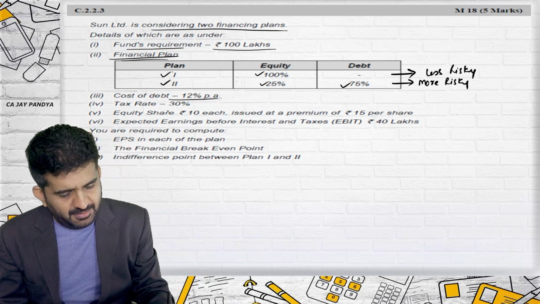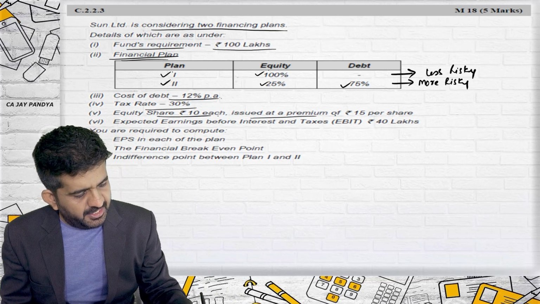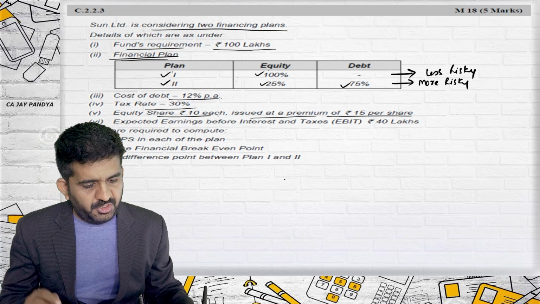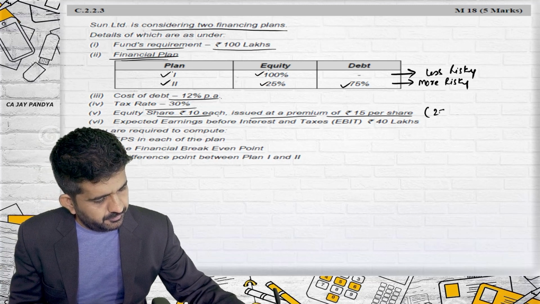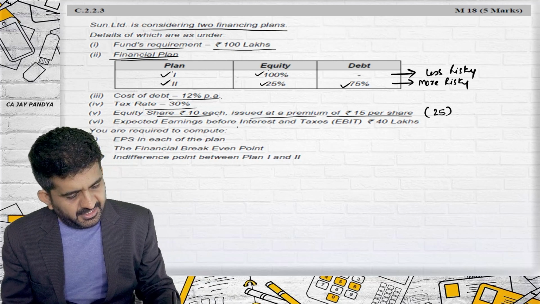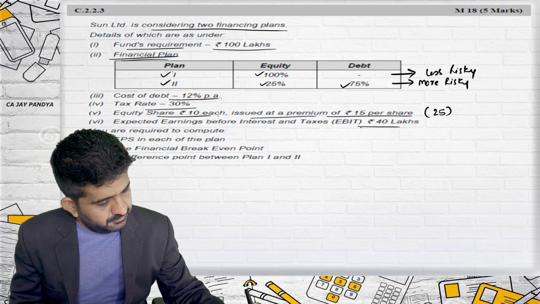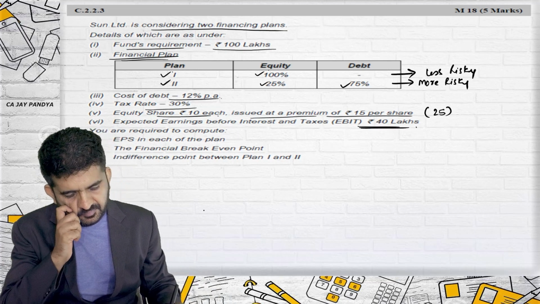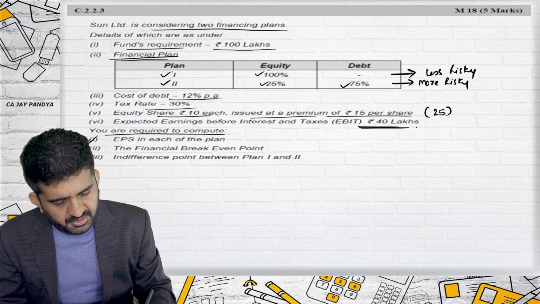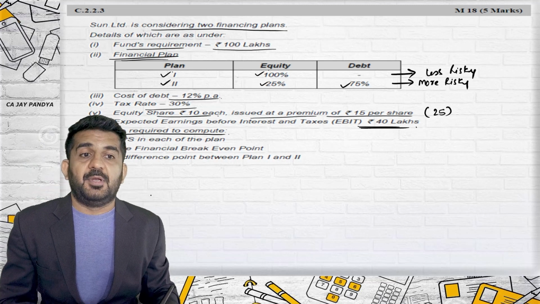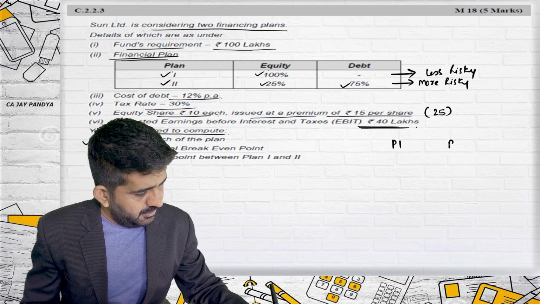Cost of debt is 12%, tax rate is 30%, equity shares of rupees 10 each issued at a premium of rupees 15. So equity shares are issued at rupees 25. Expected earnings before interest and taxes are 40 lakhs. You are required to compute EPS of each plan. So let me find out EPS of each plan. Plan 1, plan 2.